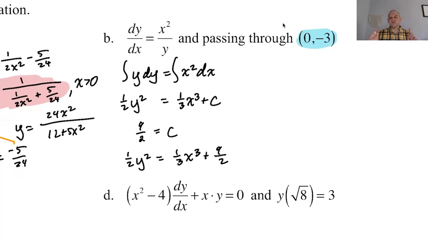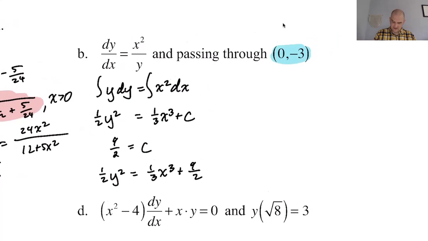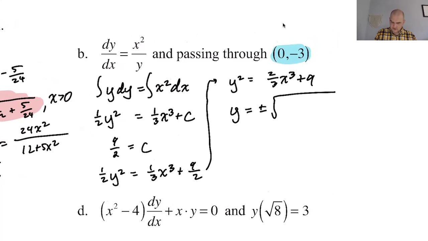That's good, except we need to solve for y. So y needs to be a function of x. So we'll go up here, and I'm going to multiply by 2, get y squared is 2/3 x cubed plus 9. Okay, now here comes the big part. So I'm going to take the square root of both sides, and I get plus or minus the square root of 2/3 x cubed plus 9.